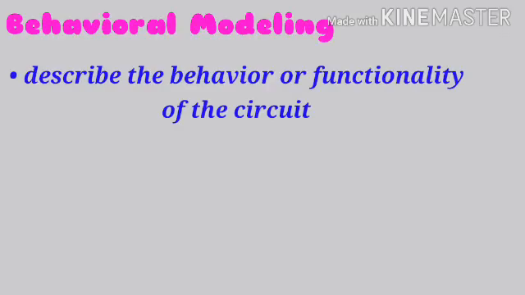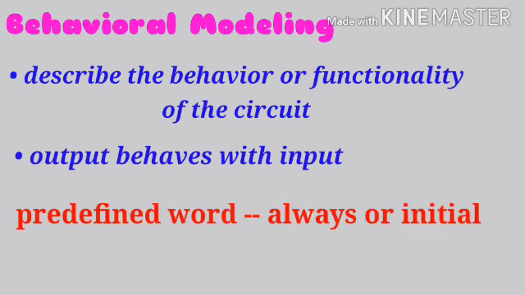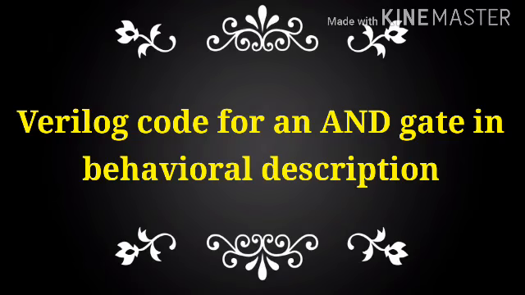It is possible to directly describe the behavior of the functionality of the circuit. Such a modeling method is called behavioral modeling. This modeling describes how the output behaves with the inputs. In this method, the predefined word always or initial is used. Let us write the Verilog code for an AND gate in behavioral description.